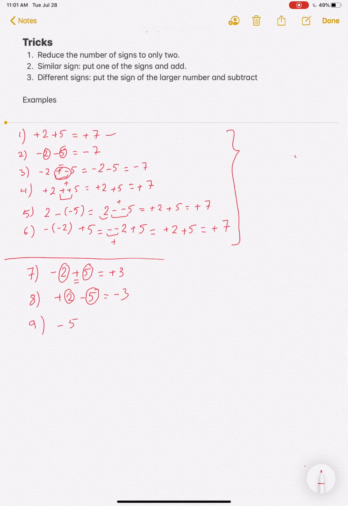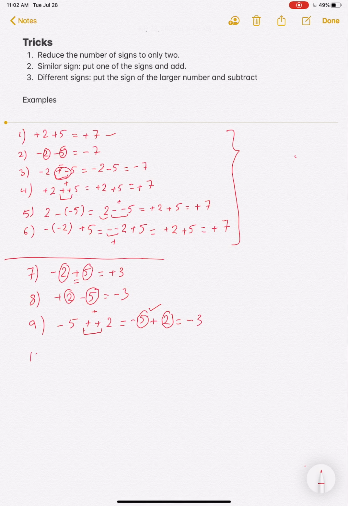Number 9. Negative 5 plus 2. Again, two consecutive signs, multiply them. Plus and plus will give me plus. So this will be reduced to negative 5 plus 2. Now, we have two numbers, 5 and 2. Which one is the larger? The 5. What is its sign? Negative. What's the difference between 5 and 2? Forget the signs. Only the difference between the 5 and 2, it's 3.